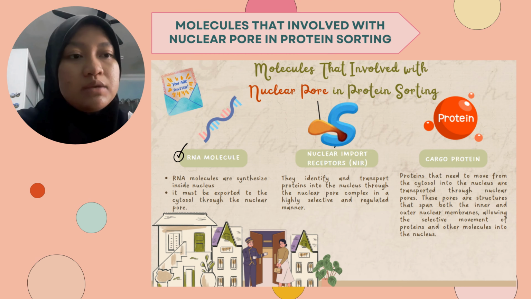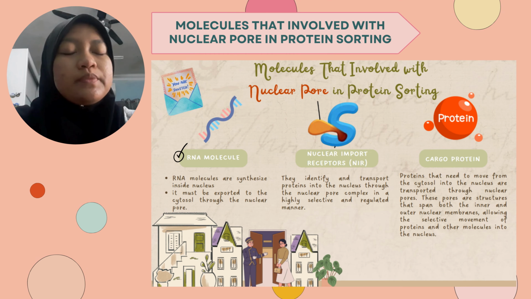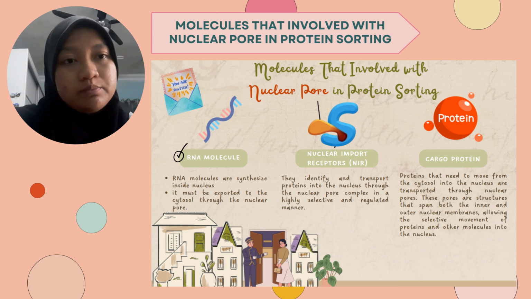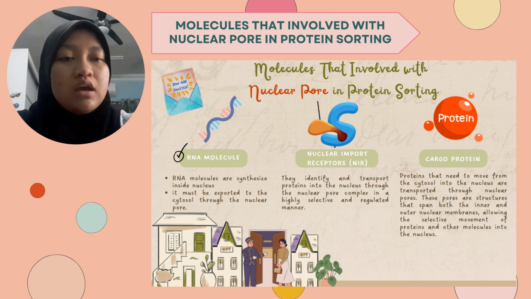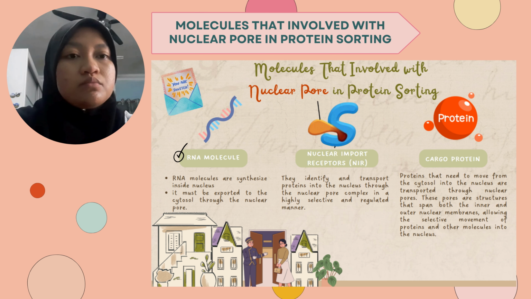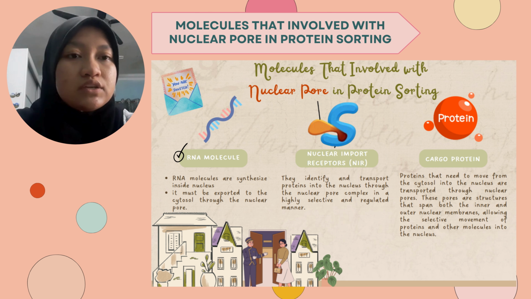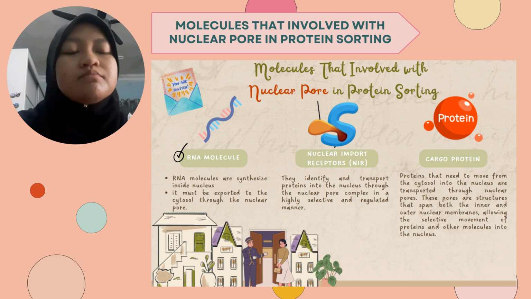First, we have the RNA molecule. Although the RNA molecule is not really a protein, it is involved in protein sorting indirectly. After transcription in the nucleus, mRNA needs to be exported through the nuclear pore into the cytoplasm for translation. This process ensures that proteins are synthesized in the cytoplasm based on the genetic instruction from the RNA.